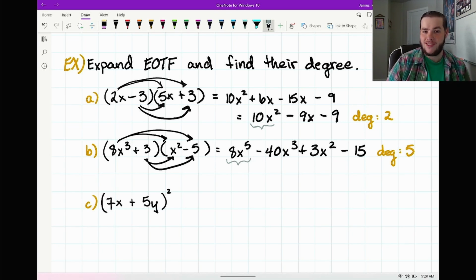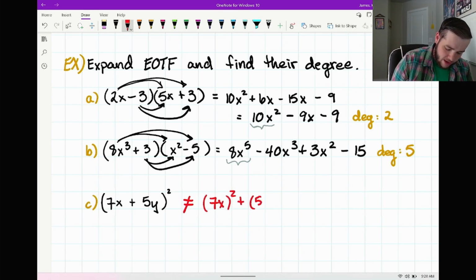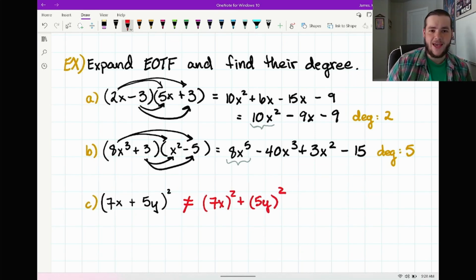Now, for part C, there is a really common mistake that shows up in this one that I want to address. This guy, and I'm going to write it in red so that we know it's bad, is not 7x squared plus 5y squared. I cannot just distribute that power over the addition. Remember what exponents mean. They are repeated multiplication of the thing they're being applied to.